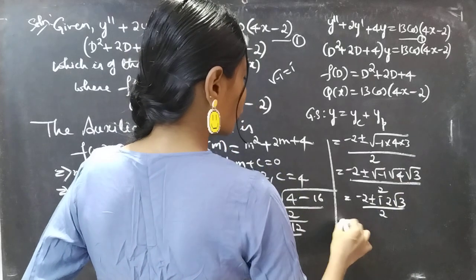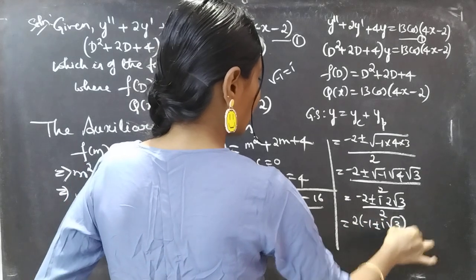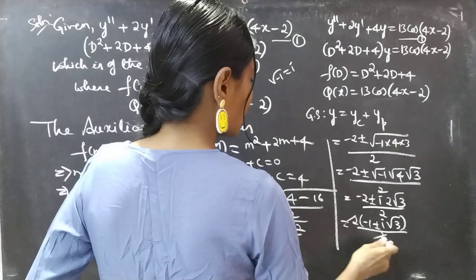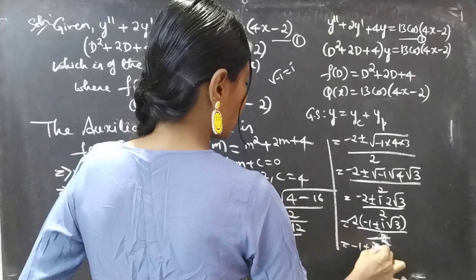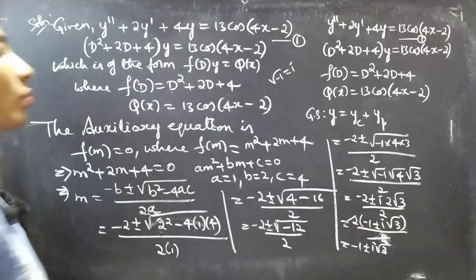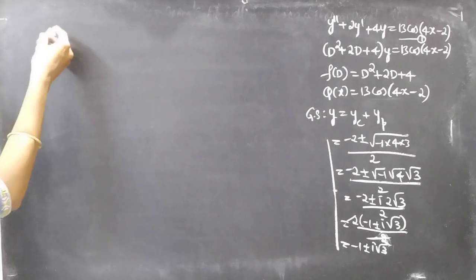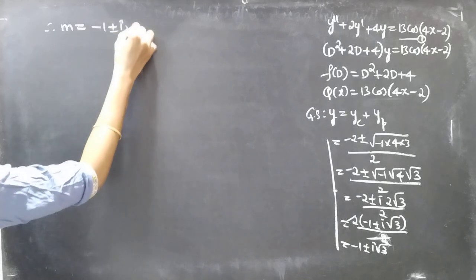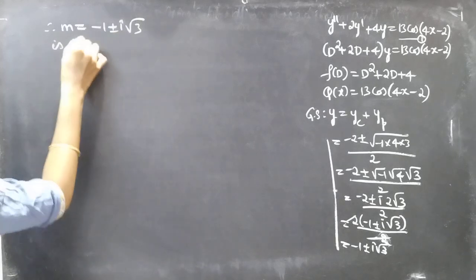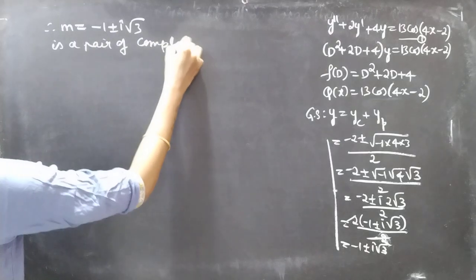Now take 2 common from the numerator, you'll get 2 times minus 1 plus or minus i root 3 by 2, where 2 gets cancelled, and you'll get minus 1 plus or minus i root 3, a pair of complex conjugate roots to this equation. Therefore, m equal to minus 1 plus or minus i into root 3 is a pair of complex conjugate roots.